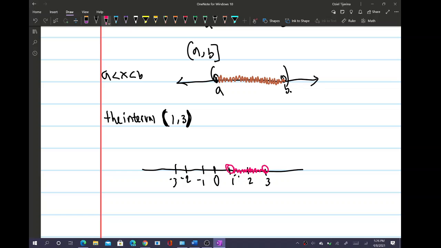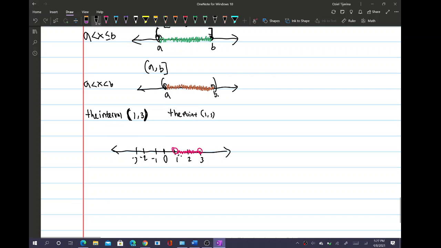Now, if I said the point 1 to 3, or the point 1 comma 3, then yes, this is a point on the coordinate plane. So I really wanted to just make that very clear.